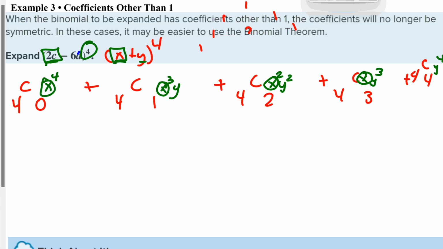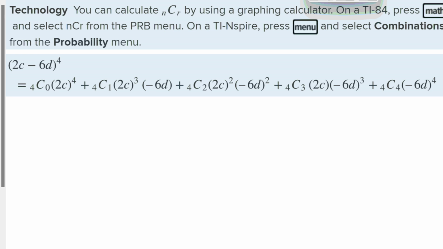And then my second term is a negative 6d. So I can take a negative 6d there, a negative 6d squared, a negative 6d cubed, and a negative 6d to the 4th. So it looks something like this. There, it's all listed nice for you.